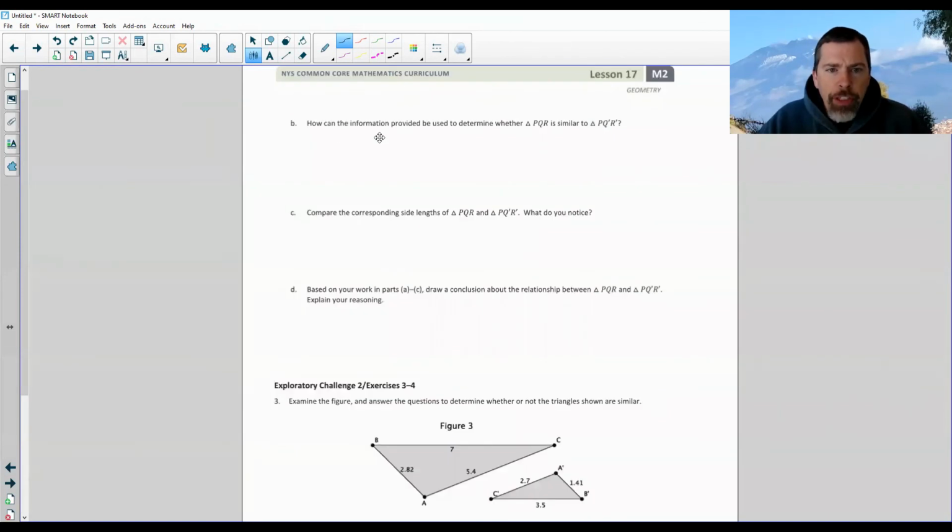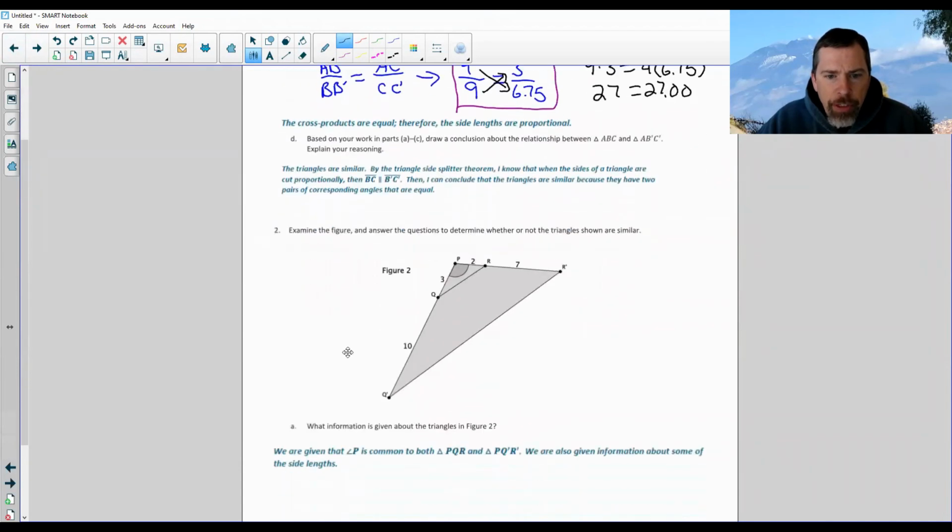Okay, page 4, part B. How can the information provided be used to determine whether the triangle PQR is similar to PQ prime R prime? And the answer is, we know that similar triangles will have ratios of corresponding sides that are proportional. Therefore, we can use the side lengths to check for proportionality. Compare the corresponding side lengths of the two triangles, and what do you notice? So we're talking about this figure here, so I'll bring it over to the other page.